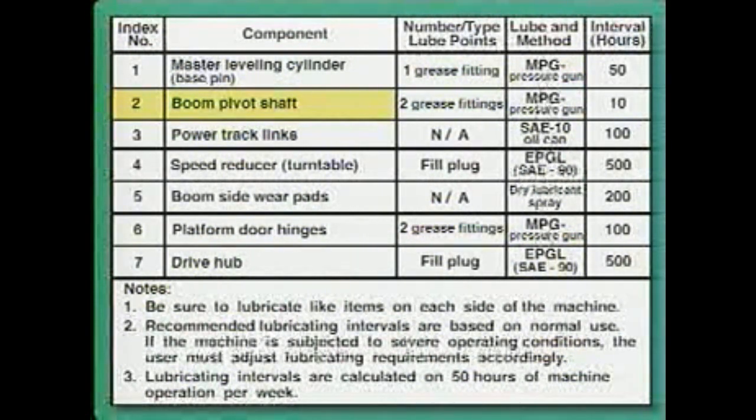Reading across that line on the chart, you can find the number and type of lube points, in this case, 2 grease fittings, and the recommended type of lubricant and method of application, in this case, multi-purpose grease, abbreviated as MPG, applied with a pressurized grease gun or pressure gun. You can also find out how frequently the boom pivot shaft should be lubricated, which is every 10 hours.